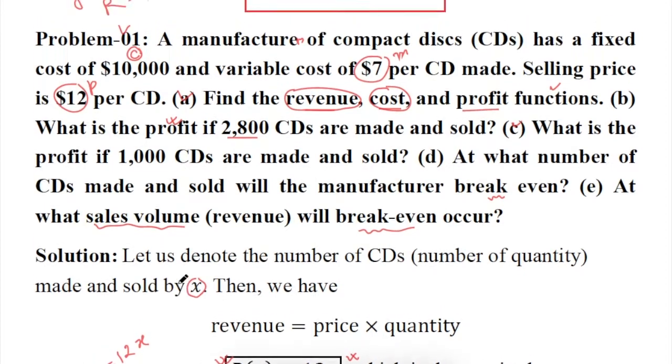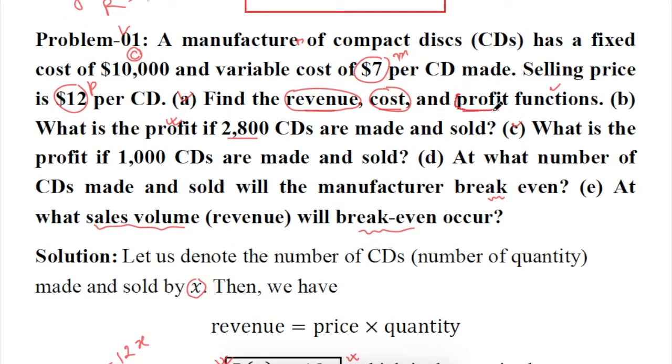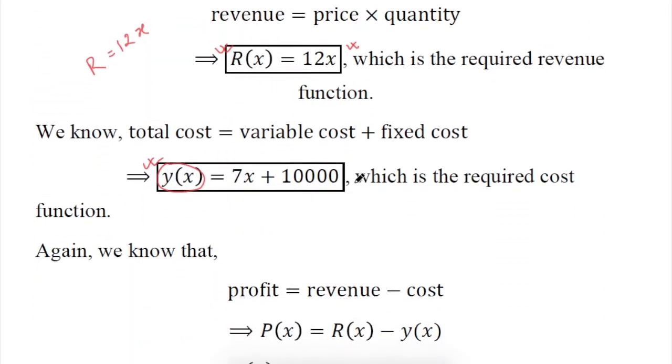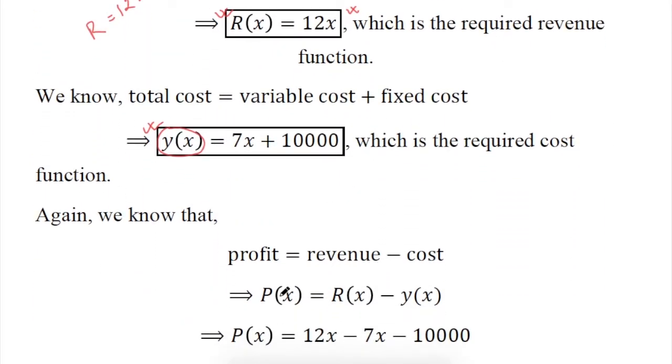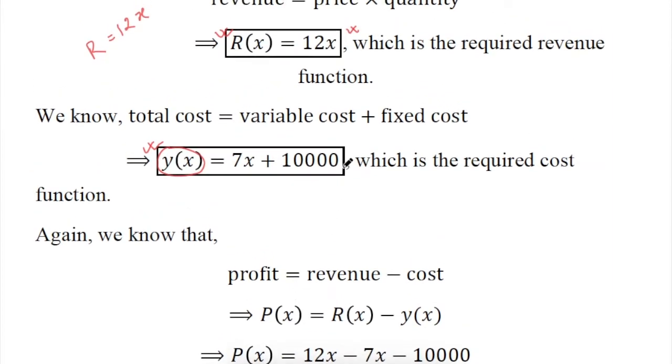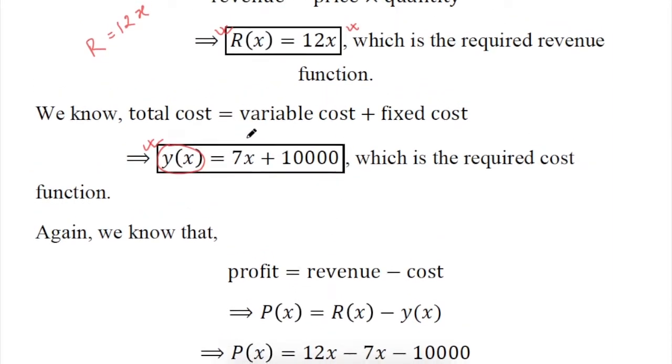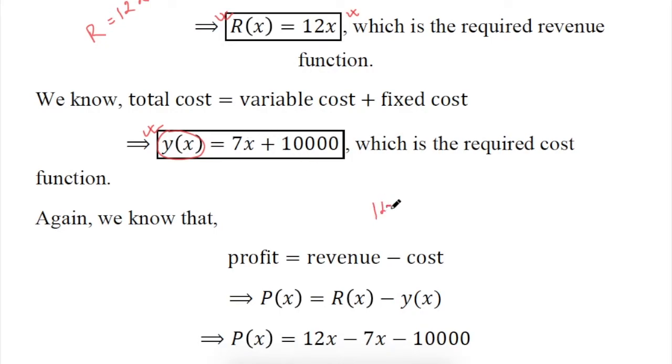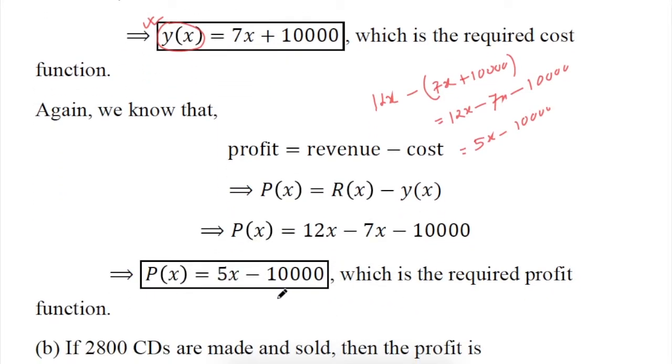And the third function is the profit function. For the profit function, we know profit equals revenue minus cost. So the revenue function is 12x minus 7x plus 10,000. Because of this negative sign, it will be 12x minus 7x minus 10,000. You can write it directly, which is 5x minus 10,000. This is our profit function.